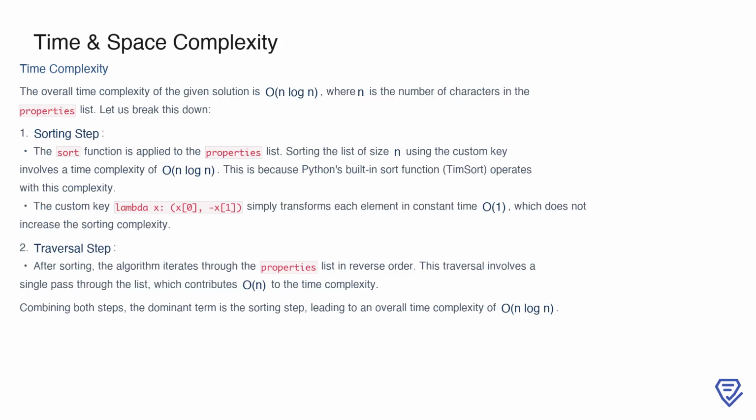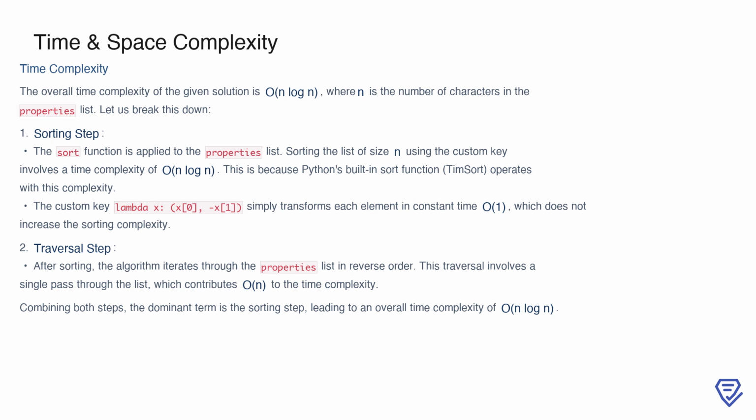The time complexity of this solution can be broken down into two main components: sorting the input and traversing it. First, the sorting step has a time complexity of O(n log n), where n is the number of characters in the properties list. This is because Python's built-in sort function uses timsort, which is efficient and guarantees O(n log n) for sorting. The custom key used in sorting, lambda x: (x[0], x[1]), operates in constant time for each element, so it doesn't affect the overall complexity of the sorting step.